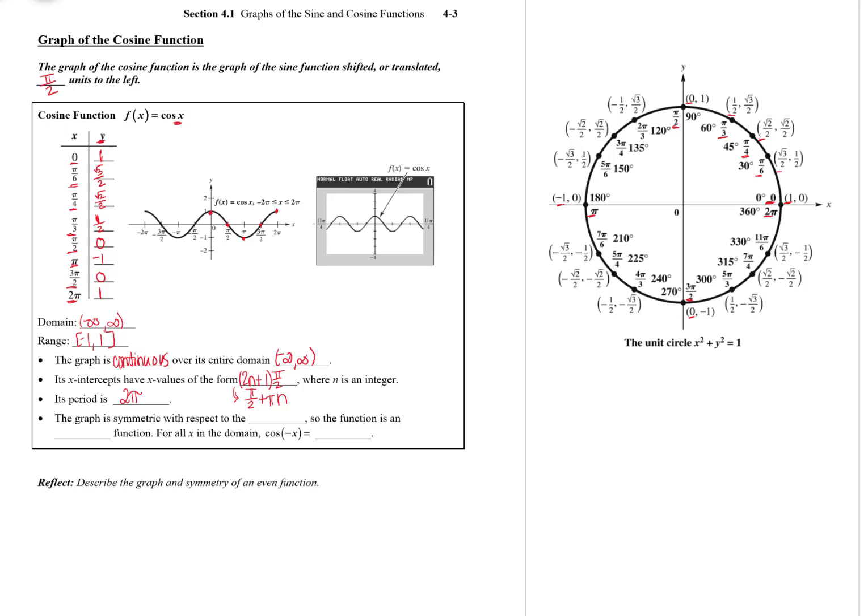Its period is 2 pi. That means it repeats after every 2 pi. This graph is symmetric with respect to the y-axis. If we fold it over the y-axis, you can see you get the same graph. So it's an even function, and that means that for all the x in the domain, cosine of -x is equal to cosine of x.